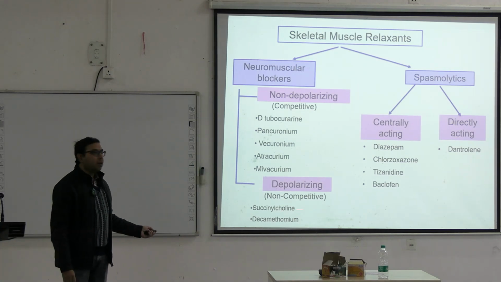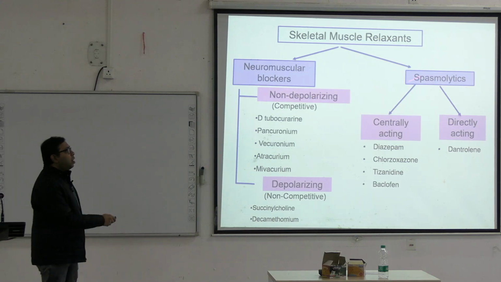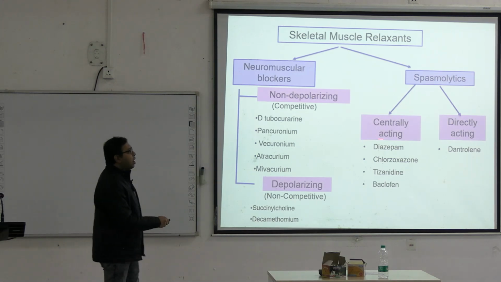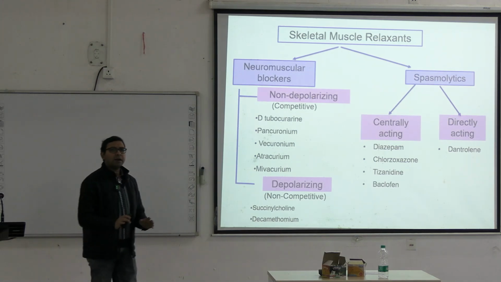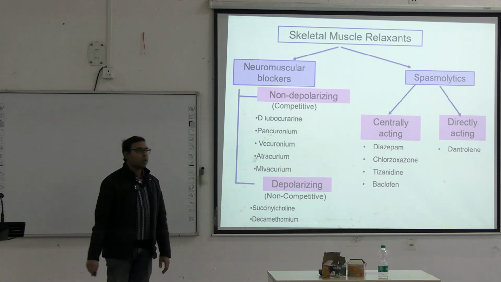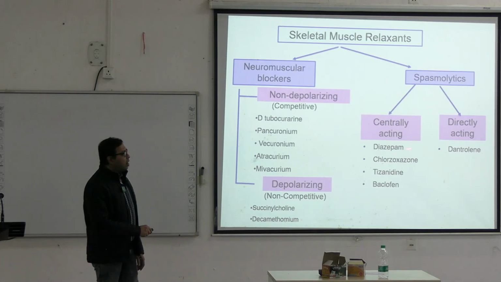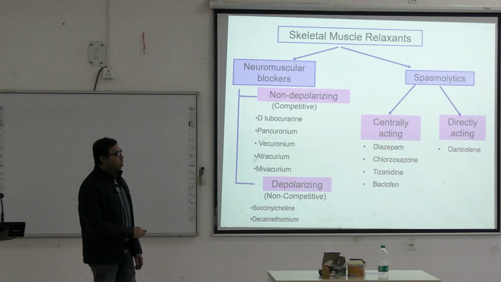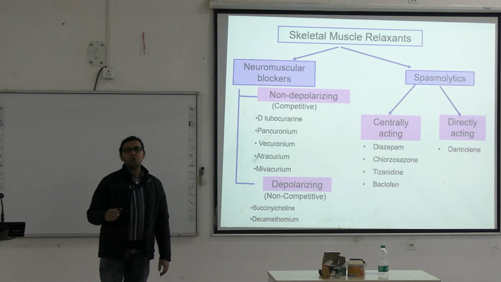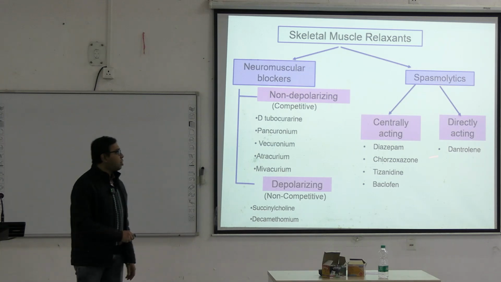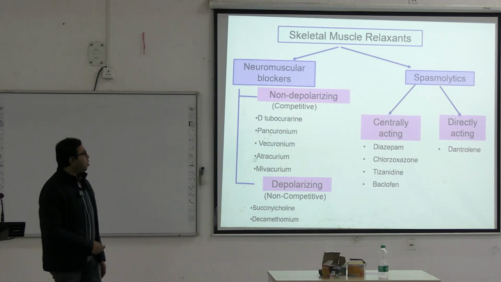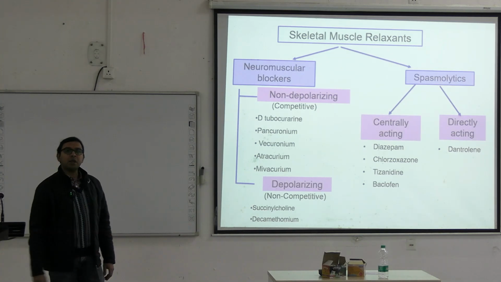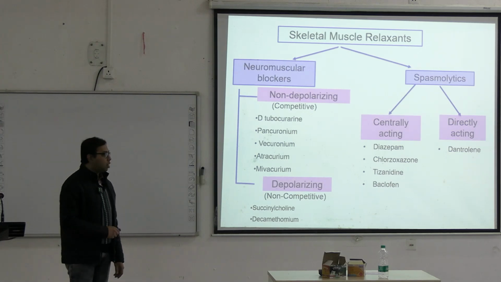And then there are the Spasmolytics. Most commonly, centrally acting skeletal muscle relaxants are known as the Spasmolytics. Examples are diazepam, which we will read later in the CNS chapters, chlorzoxazone, tizanidine, baclofen, etc. And some act directly, mainly through calcium channels, for example Dantrolene. Okay. So, this is the broad classification of the skeletal muscle relaxants.